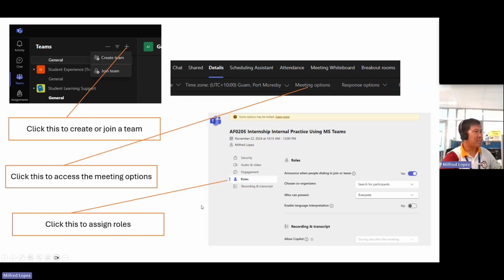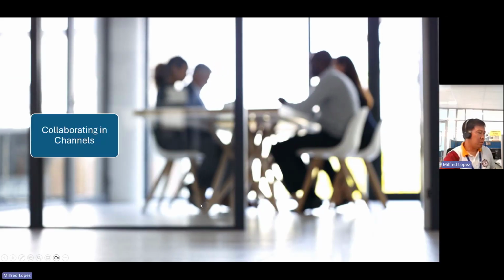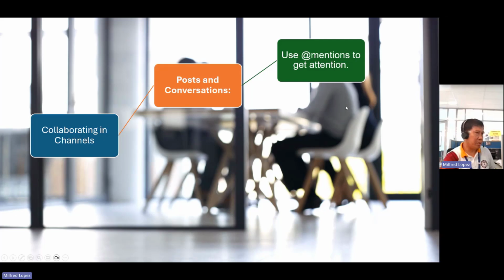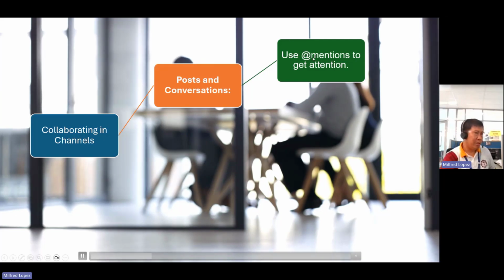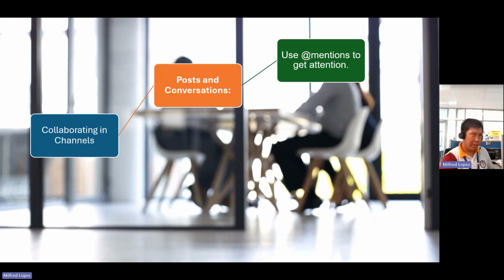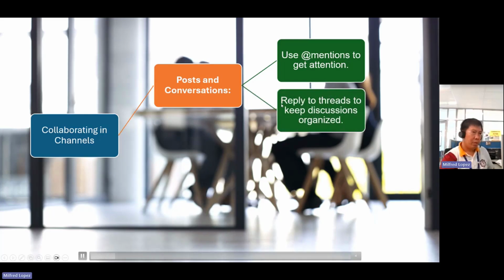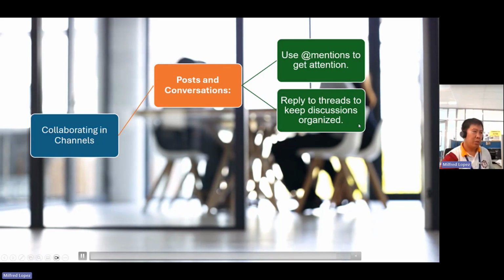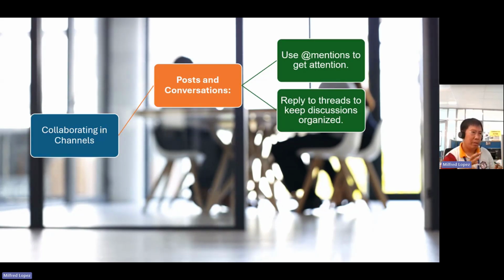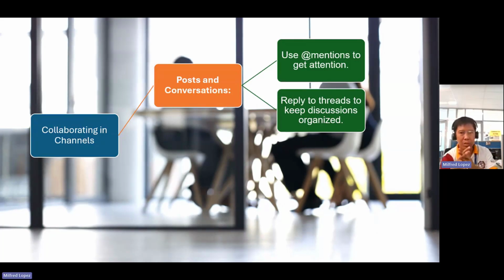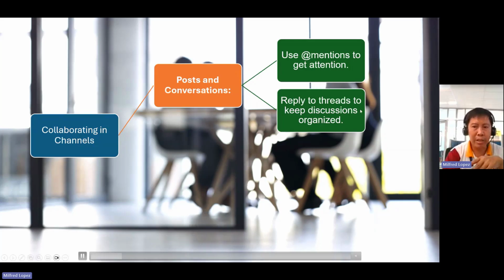All right, what's next? Okay, so if you want to collaborate in channels, you can post a conversation. You use at and then include the name of the person you want to have his or her attention. Okay. You can use the chat forum there to reply so that you can keep the discussion. Okay, so that's the beauty of this MS Teams. So which means you can always keep that record documented, and anything that you have decided and want to emphasize in the meeting, then it will be there.